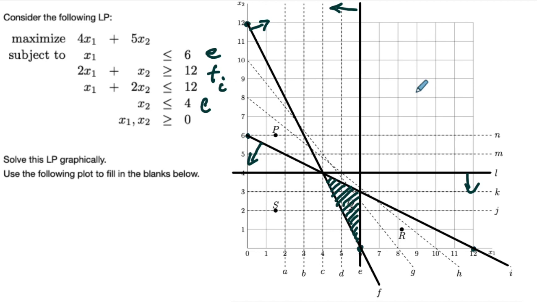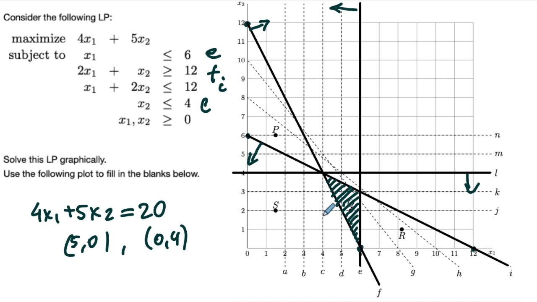Now, how do we find the optimal solution? We need to plot an isoprofit line. So our objective is 4x1 plus 5x2. We need to set 4x1 plus 5x2 to some value to obtain a line. So let's use 4x1 plus 5x2 equals 20, for example. Then 2 points that will define this line could be (5, 0) as one point, and then (0, 4) the other point. So let's draw a line passing through these 2 points.